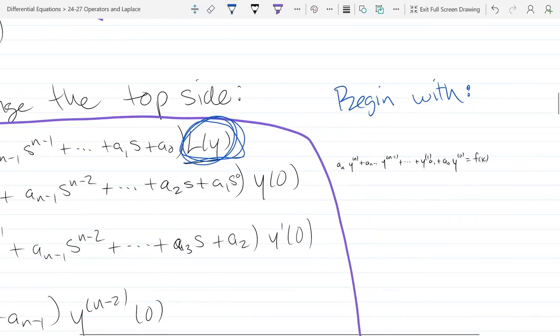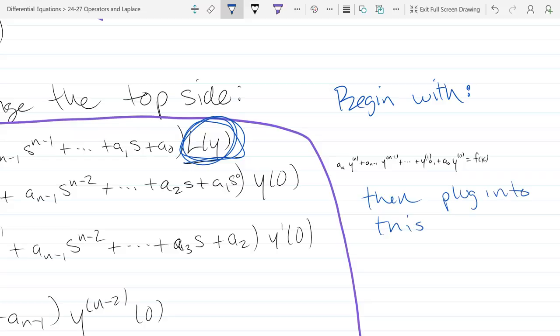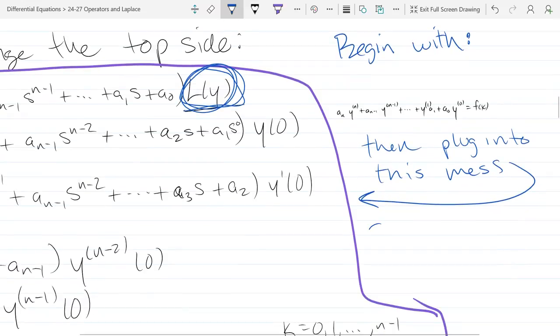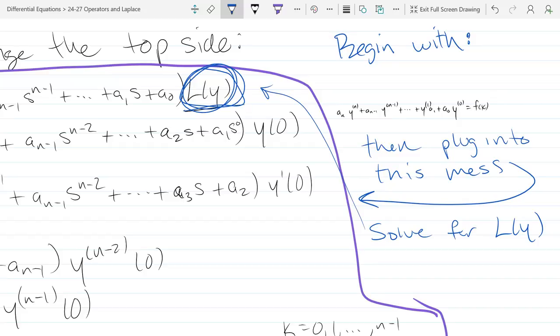So we're going to begin with this. You're going to plug into this mess, solve for L of Y. So I think that's about the best instructions I can give you. So you start with your original, plug into this crazy thing right here, and then eventually solve for L of Y, then for regular Y by doing the L inverse.